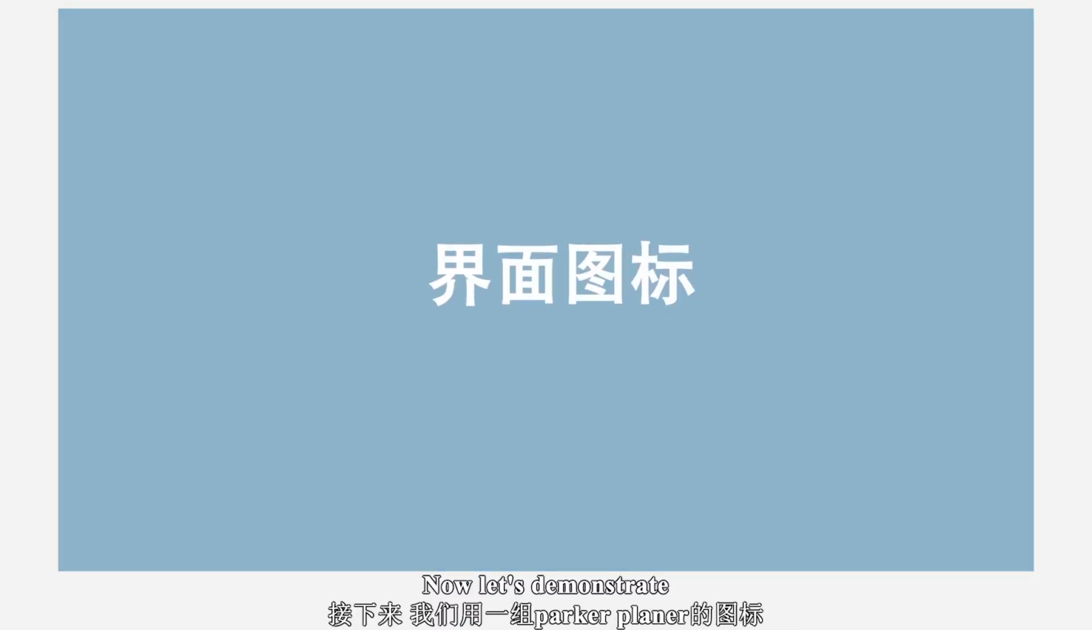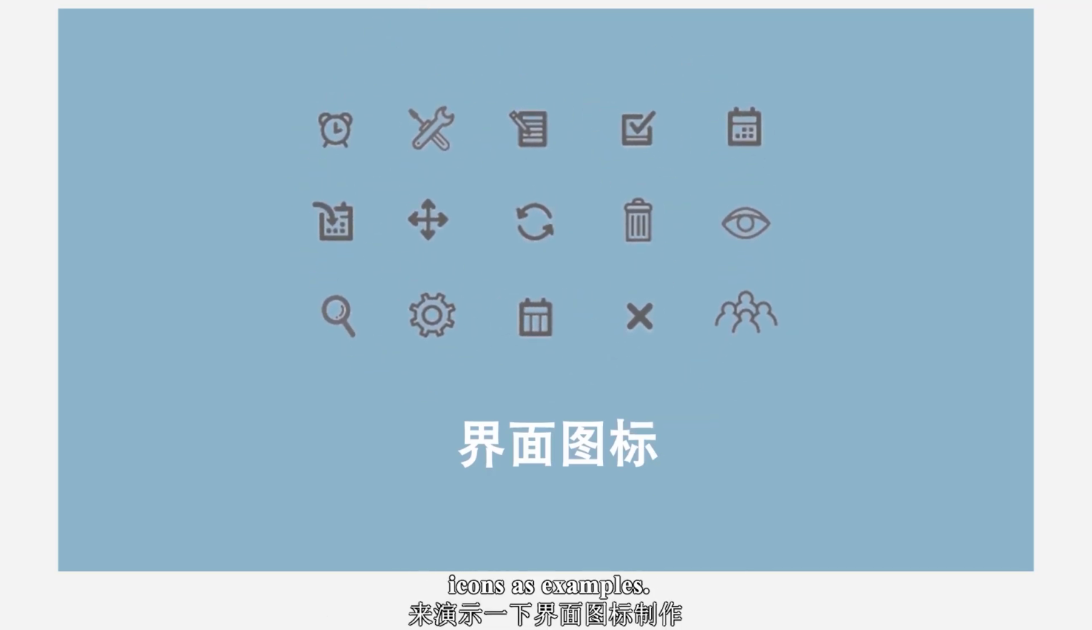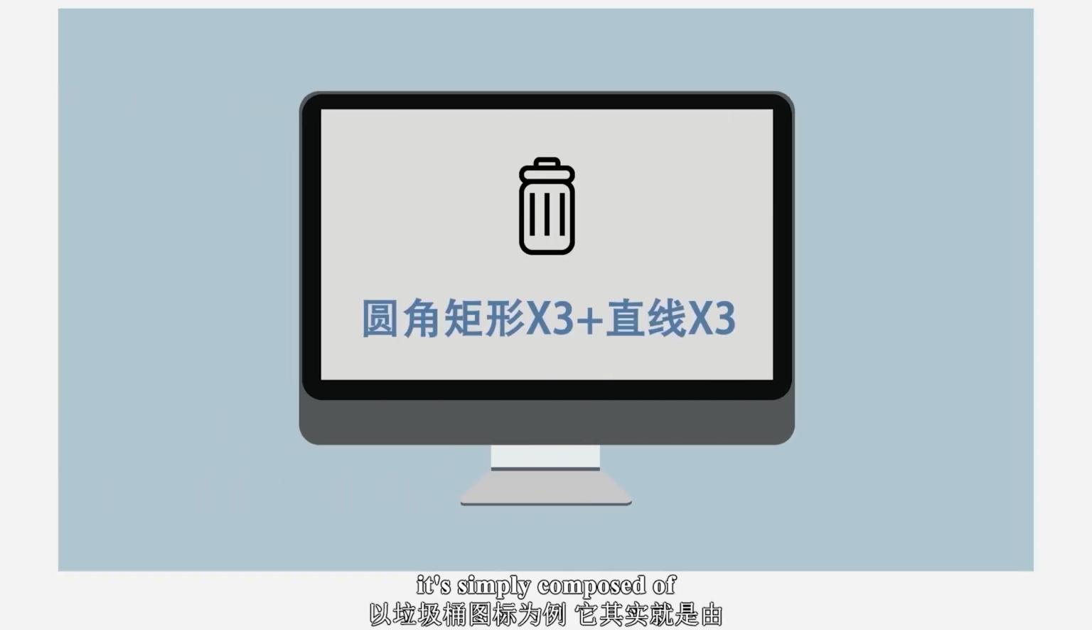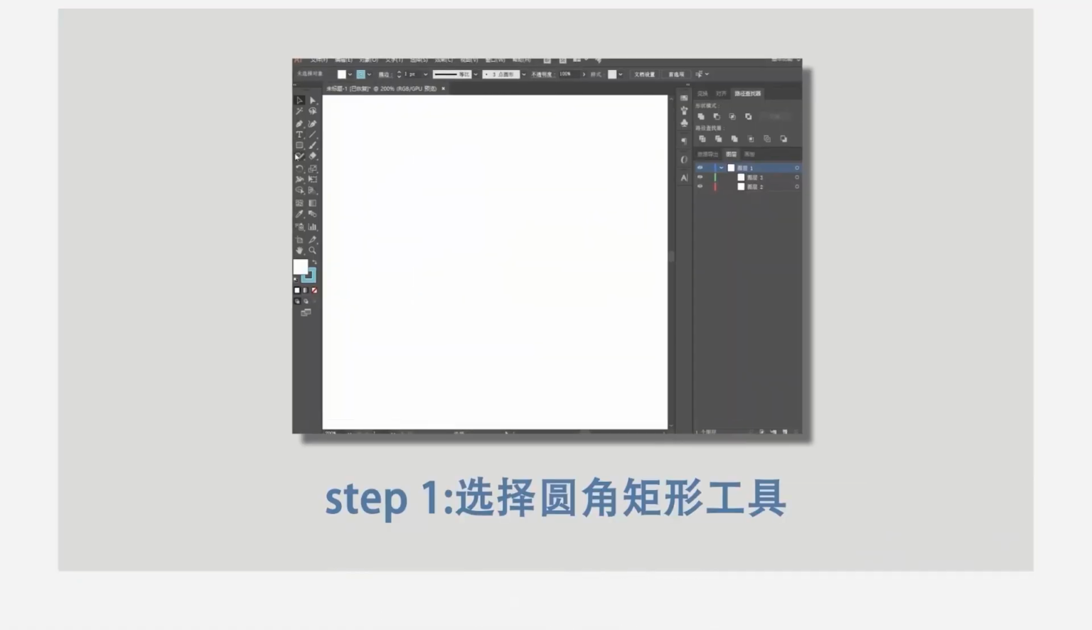Now let's demonstrate interface icon creation. Using Parker Planar icons as examples, the design focus for these UI icons is clarity and functionality. Take the trash can icon, which is simply composed of 3 rounded rectangles and 3 lines. We can create it following these steps.